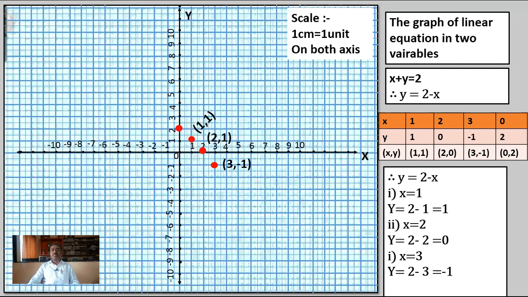When given points are collinear points, we draw a straight line passing through all points, then we get this straight line passing through the 4 plotted points. Therefore, this line is the graph of the given linear equation x plus y is equal to 2. In this way, we draw the graph of a linear equation in two variables on the graph paper.